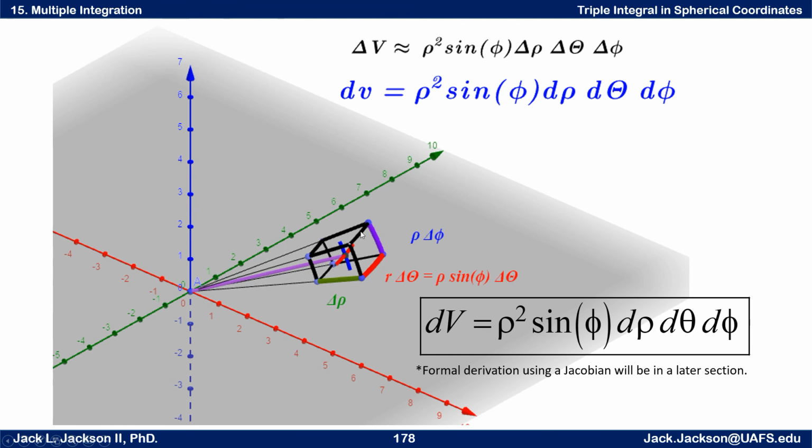And roughly speaking, this box that you have here, it's not a rectangular box. It's got whatever shape this is. And we multiply these basically together to get that. So the volume is approximately a delta rho times a delta phi and a delta theta, but we also have a rho times a rho and a sine of phi. So it's approximately rho squared sine phi delta rho delta theta delta phi.